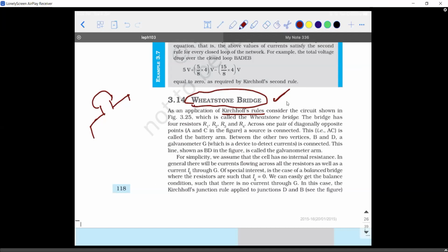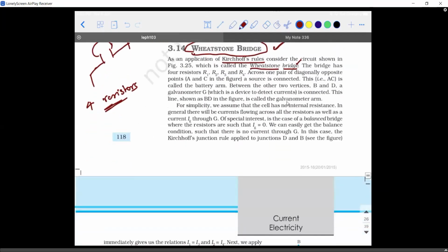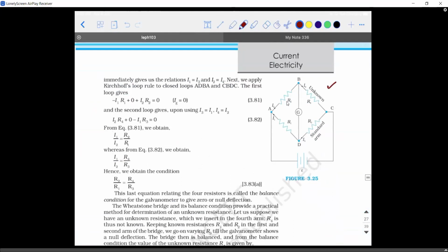If at all you want to apply it in a systematic way and find the value of the resistance of the 4th one, then what we can do is we can go for a type of arrangement called a Wheatstone bridge, where this Wheatstone bridge will basically consist of 4 resistors. Okay, right? So these 4 resistors will be connected exactly in the form of a quadrilateral. Okay, so if you see the diagram, this is what a Wheatstone bridge looks like.